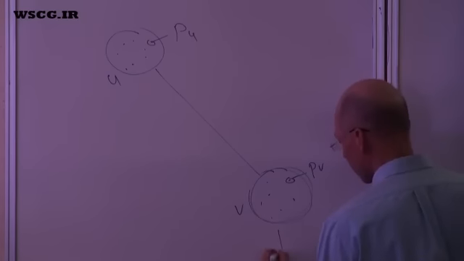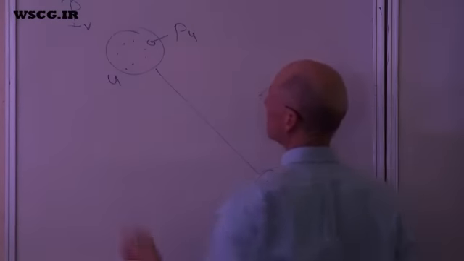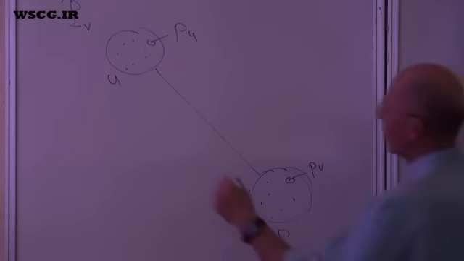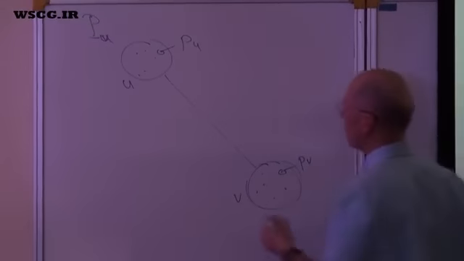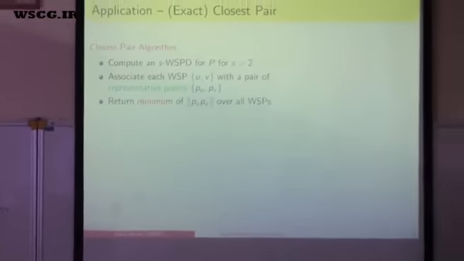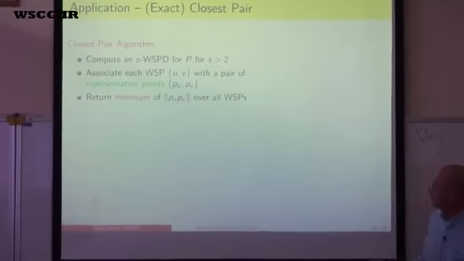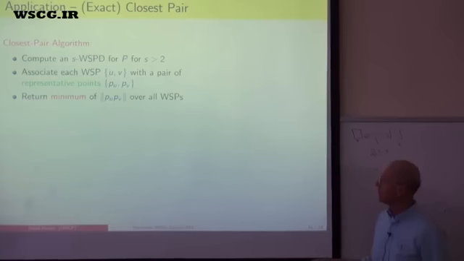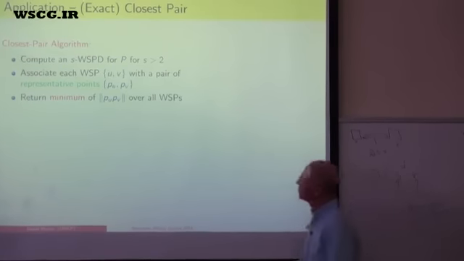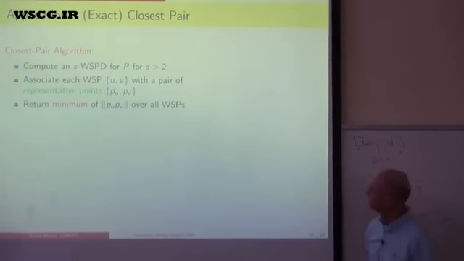The capital P of U and P of V denotes the entire set, and the lowercase p denotes the representative point. So I'm going to assume there's a representative point here. What I'm going to do is look at all these representative pairs over all the points, and return the one that achieves the minimum distance. I use the double bars here for Euclidean distance.